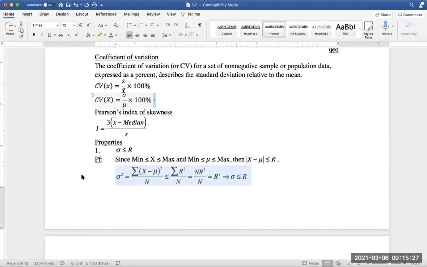Therefore, sigma squared equals the sum of x minus mu squared over n. Well, each of these is less than or equal to R. So this is less than or equal to the sum of R squared over n. If I'm adding up a whole bunch of the same numbers, it's just how many numbers there are, n times R squared over n. The n's cancel, this is R squared. Therefore, sigma is less than or equal to R, taking the square root of both sides of your inequality.